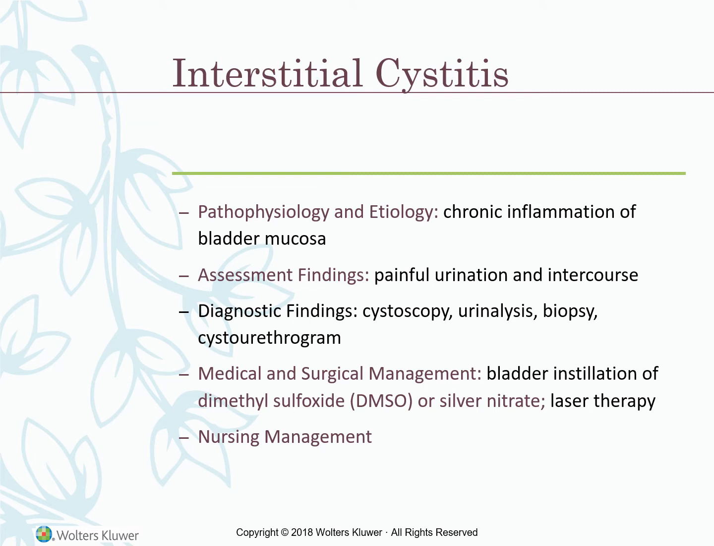Interstitial cystitis, painful bladder syndrome. Pathophysiology and etiology. Interstitial cystitis, IC, painful bladder syndrome, PBS, is a chronic inflammation of the bladder mucosa, causing pain in the bladder and surrounding pelvic region. Eventually, there is disintegration of the bladder lining and a loss of bladder elasticity.